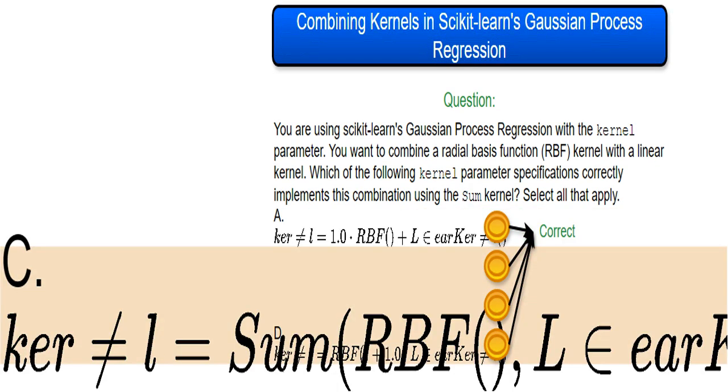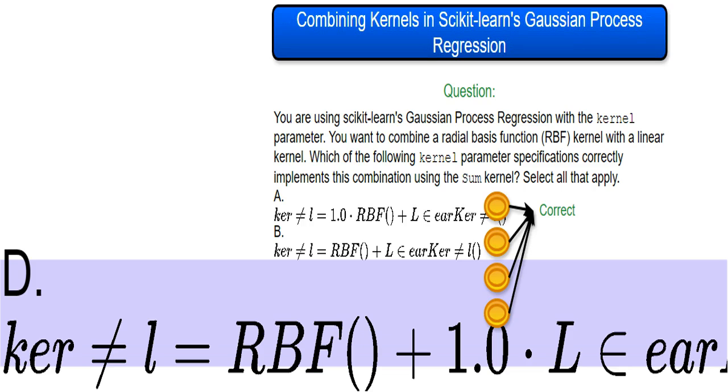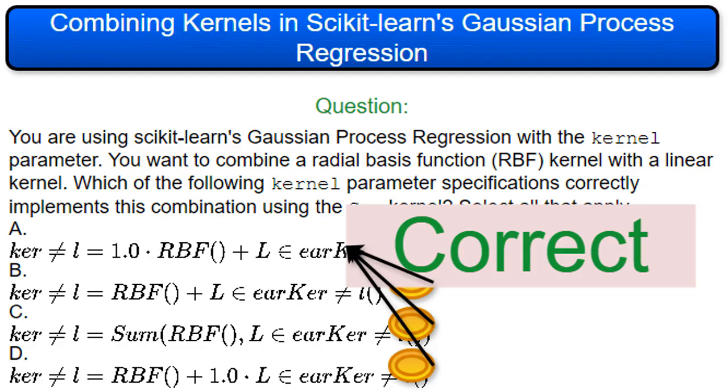This is the most explicit way to combine kernels, using the SUM class directly. I'm creating a SUM kernel object with RBF and linear kernel as inputs. This is generally considered best practice for clarity. This is similar to option A, but here, I scale the linear kernel by 1.0 before adding it to the RBF kernel. This is another valid way to achieve the desired combination. This confirms all options, A, B, C, and D, are correct ways to combine the RBF and linear kernels using the SUM kernel in scikit-learn.